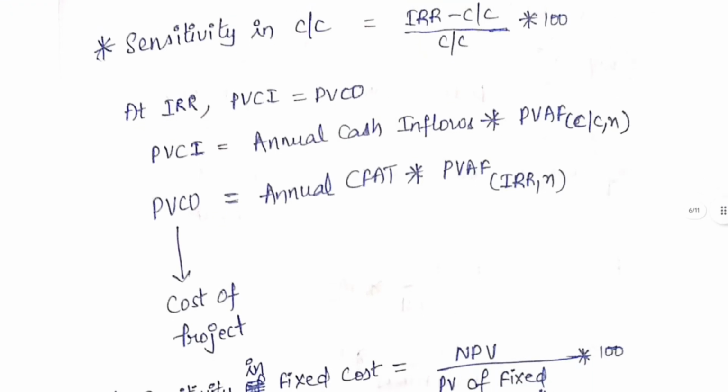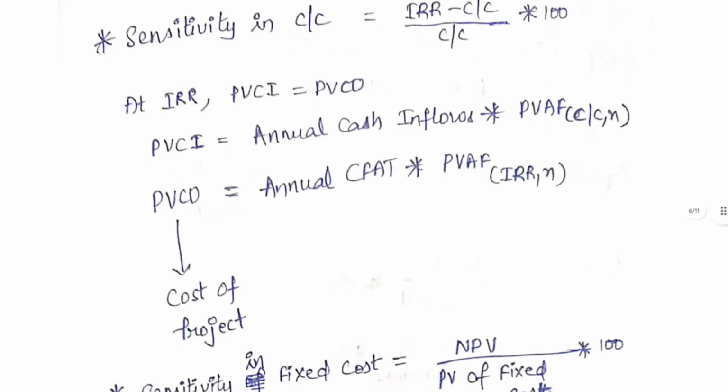Sensitivity in cost of capital equals IRR minus cost of capital, divided by cost of capital, into 100. At IRR, present value of cash inflows equals present value of cash outflows. Present value of cash inflows equals annual cash inflows into present value annuity factor at the rate of cost of capital for n years. Present value of cash outflows equals annual cash flow after tax into present value annuity factor at the rate of IRR for n years. Present value of cash outflows means cost of the project.